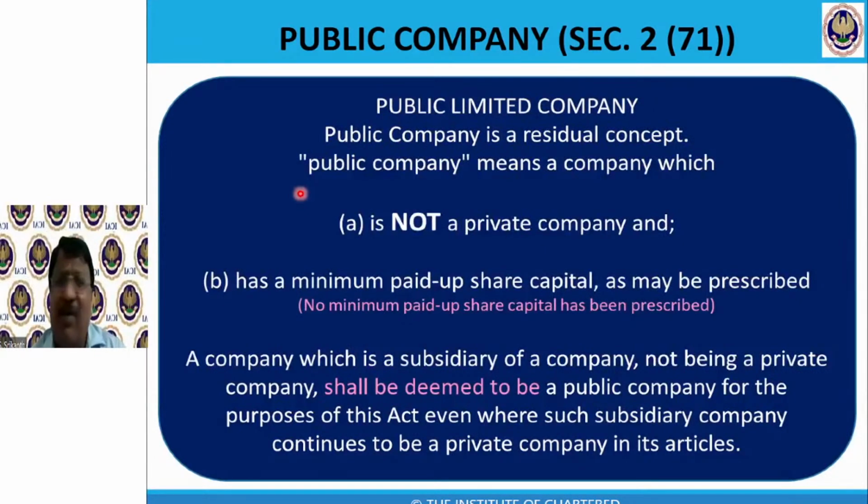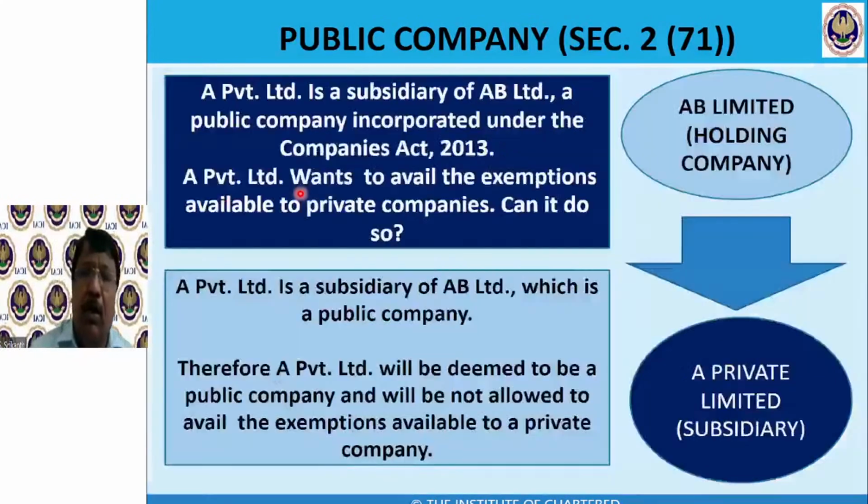See, now the privileges of private company are very less. In those days, many sections did not apply to private company. Today, many sections apply to private company. But still, for private companies, especially startup private companies, they have given some exemption. These exemptions will not be available to a company which is a subsidiary of a company which is not a private company. Okay? So, for example, A Private Limited is a subsidiary of AB Limited.